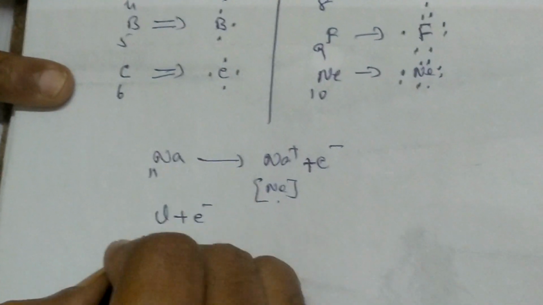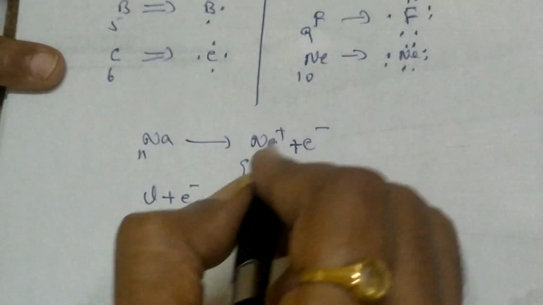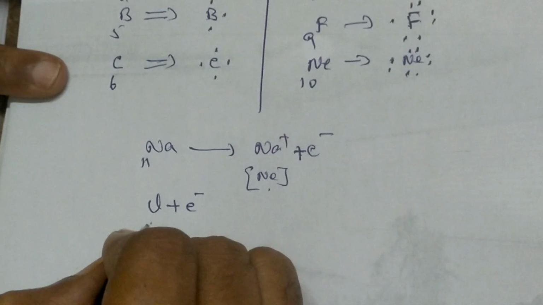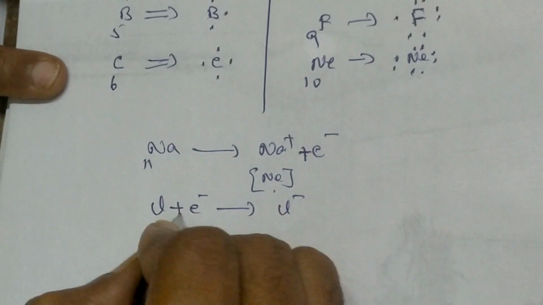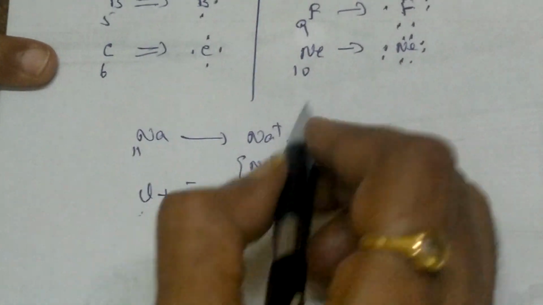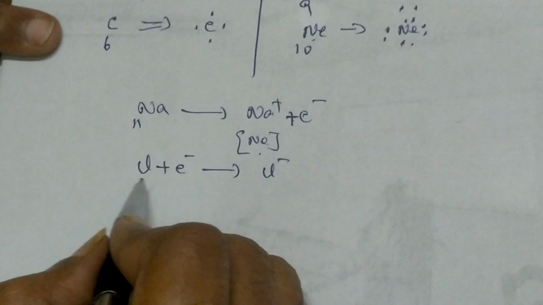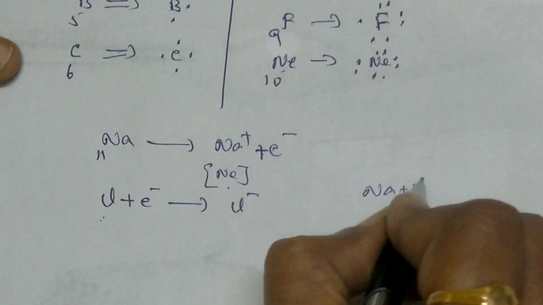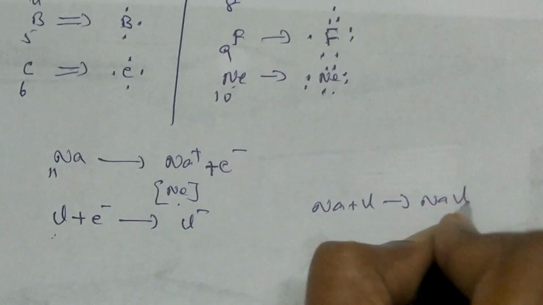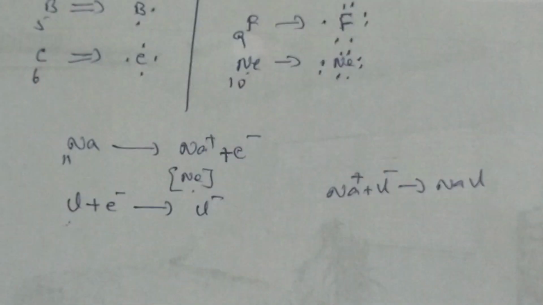Here it is chlorine. After chlorine it is argon. Helium, neon, argon. With the argon structure, chloride minus means by taking this one it has become argon. One less than argon here. So if both are combining, sodium plus chlorine gives sodium chloride. Actually, sodium plus chloride minus you have to write.